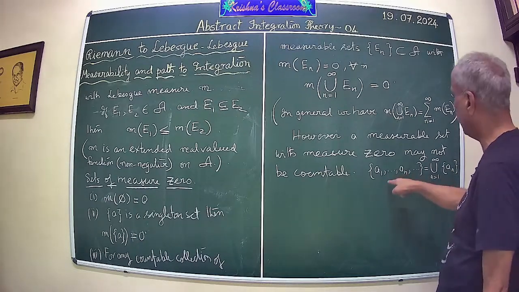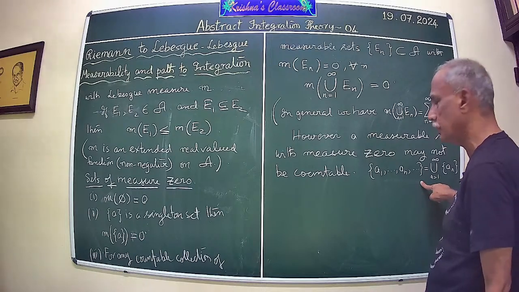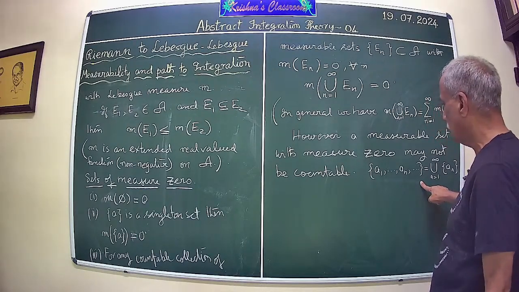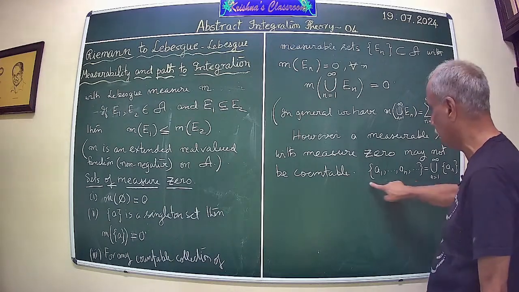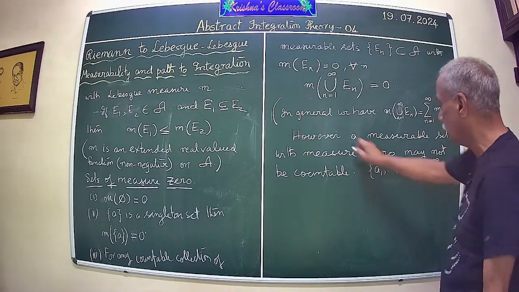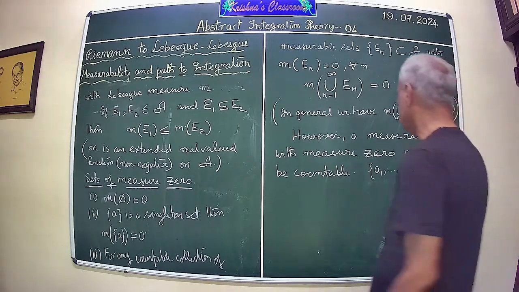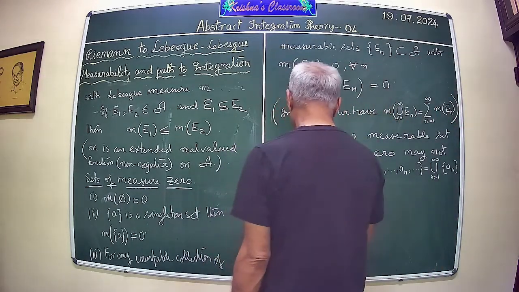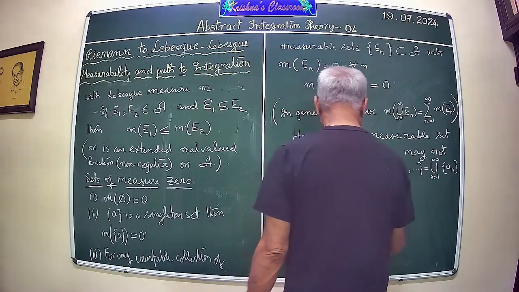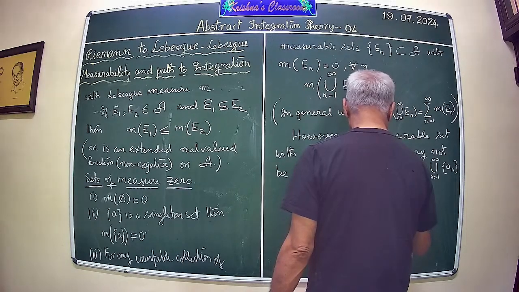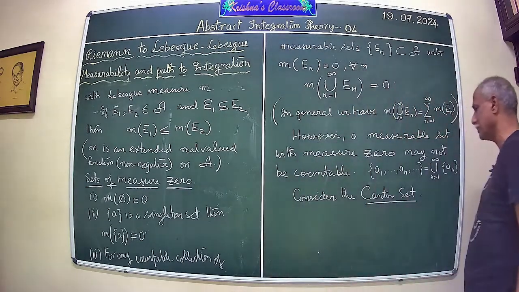Now, what we could assert is that the measure of this is 0. But the natural question that you ask at this stage is suppose you have a set with a measure 0. Can you say it is countable? The answer is no. Why? Consider the Cantor set. Go through the construction of the Cantor set. I am not going to spend time on it.